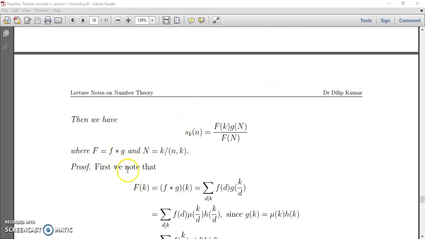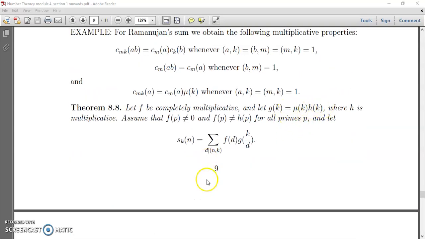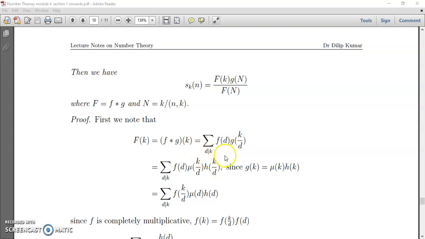Here we have F(k), the convolution function f * g, which is (f * g)(k) = Σ_{d | k} f(d) g(k/d). But g(k) is given to be μ(k)h(k), so we can say that Σ_{d | k} f(d) g(k/d) can be written as Σ_{d | k} f(d) μ(k/d) h(k/d). Now since this is a convolution, we can replace d by k/d and k/d by d, and we will get Σ_{d | k} f(k/d) μ(d) h(d).